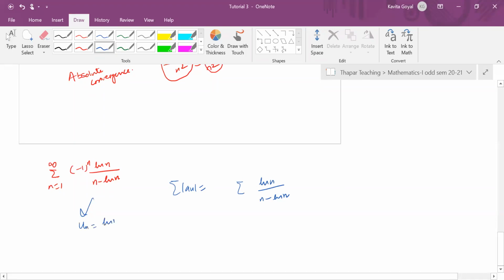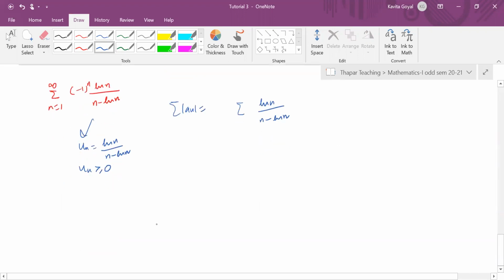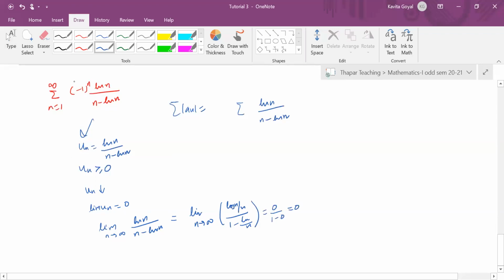Un is the nth term, log n upon n minus log n. So un is positive, because n is greater than log n ultimately. And also un is decreasing; you can check the derivative. And the limit of un is 0. Limit n going to infinity of log n upon n minus log n: you divide by n, so you have limit of log n upon n divided by 1 minus log n upon n, which is 0 upon 1 minus 0, which is 0. So Leibniz just says that this series is convergent.